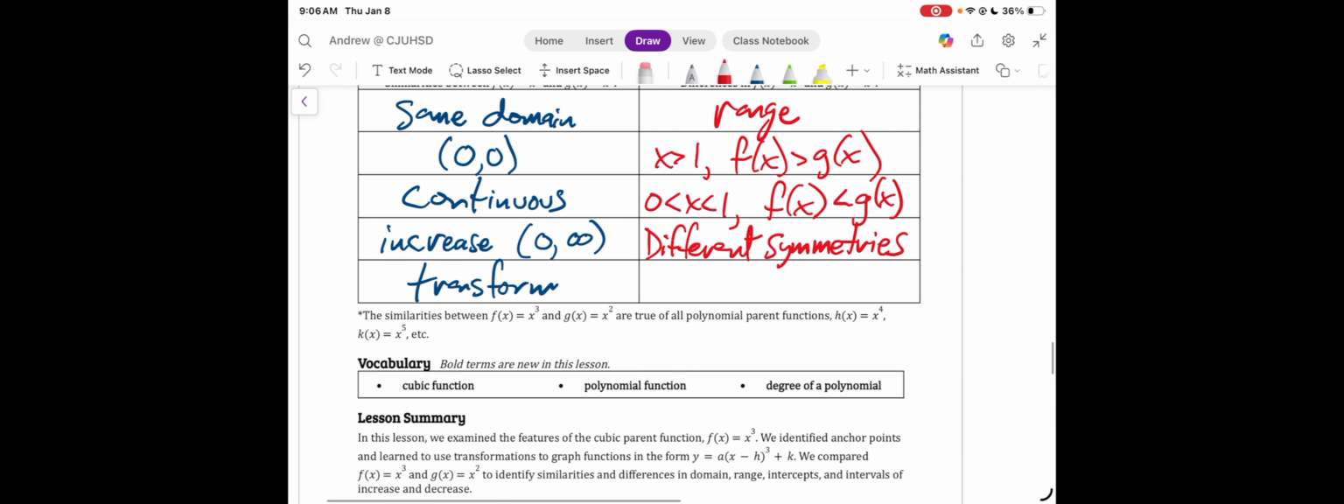Alrighty, look at your vocab. You got cubic, polynomial, and degree. Remember, degree is the highest power that you're going to see. That's where the cubic gets its name, from a cube, volume, and a square gets its name from a square, the area of a square.